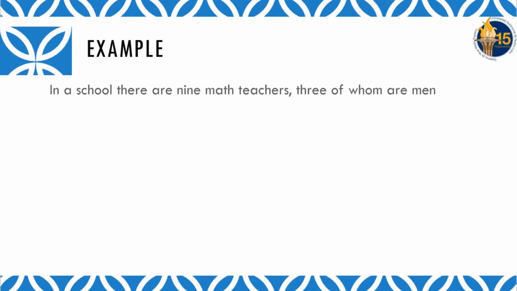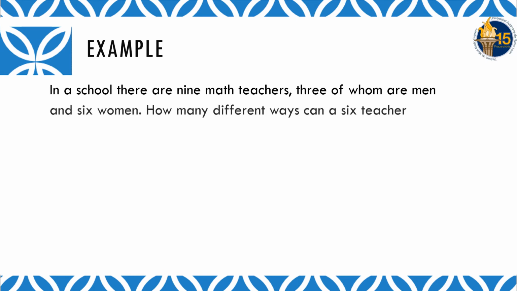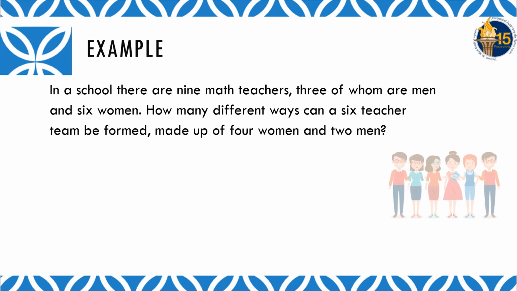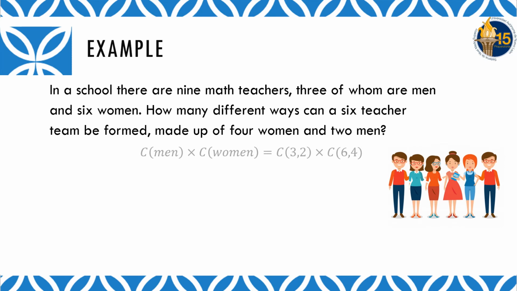Example: in a school there are 9 math teachers, 3 of whom are men and 6 women. How many different ways can a 6-teacher team be formed made up of 4 women and 2 men? Since the team will be made up of women and men, the fundamental counting principle tells us to multiply the number of ways to select women by the number of ways to select men. Then, the number of ways to make each of these selections will be a combination, as it doesn't matter the order of men or women in the team.